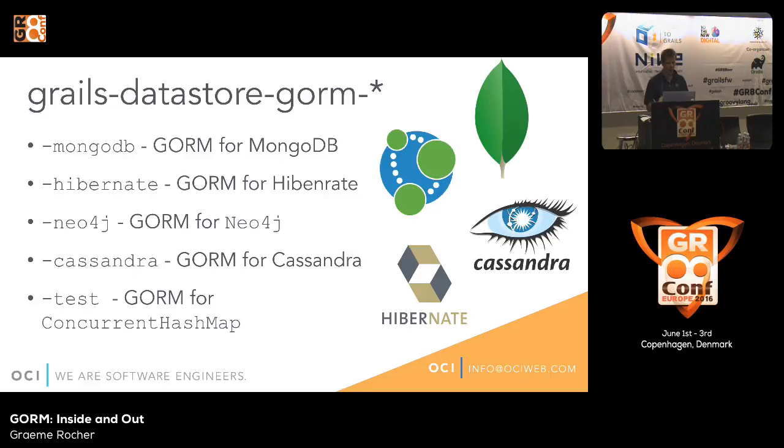Okay. And then we get to the actual concrete implementations. So Grails data store Gorm hyphen and then something. These are the actual concrete implementations of Gorm. If you want to find out how Gorm for MongoDB is implemented, you go to grails.gorm MongoDB. If you want to find out how Hibernate is implemented, as I said, there's Hibernate 3, 4, and 5 projects. There's also a Hibernate core project, which has shared code that both use that is binary compatible. Neo4j contains Gorm for Neo4j, and Cassandra. And finally, we also have test, and that is an implementation of Gorm on top of concurrent hash map, which is the implementation that's used in unit testing and mocking and that kind of thing.